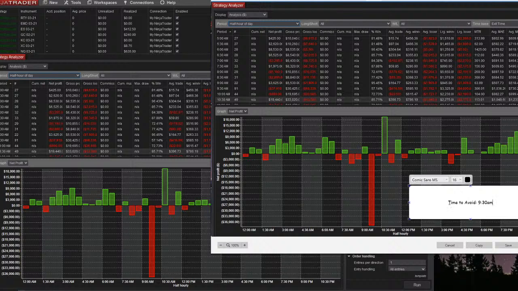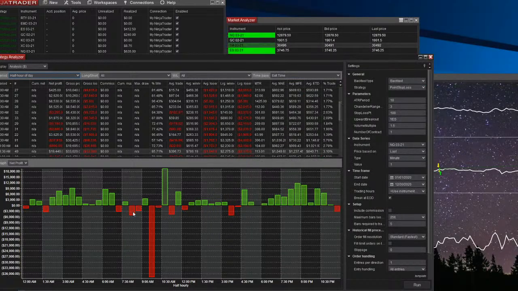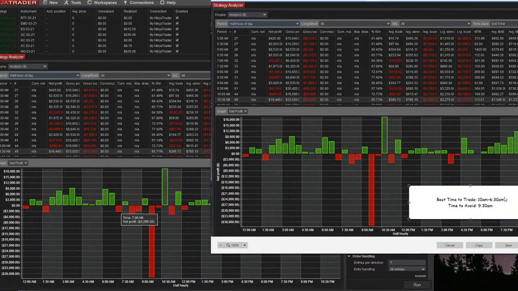I'm going to add time to avoid as an extra piece. Best time to trade, 10 a.m. to 6:30. All right, 6:30. Well, this is 7 into 7:30, so we could do it to 7, so that's fine. 10 a.m., going around the clock, to 7 a.m. I would just avoid 7 to 10. Time to avoid, really, though, is 9:30. That's the biggest time to avoid.